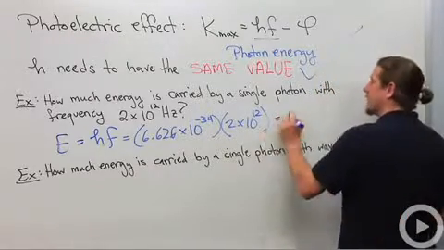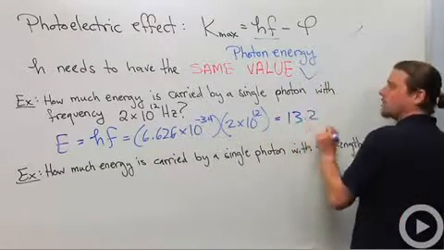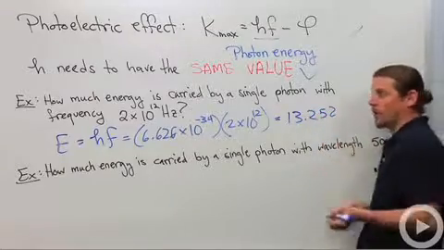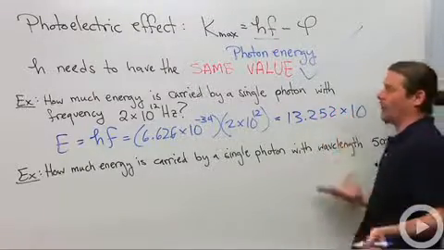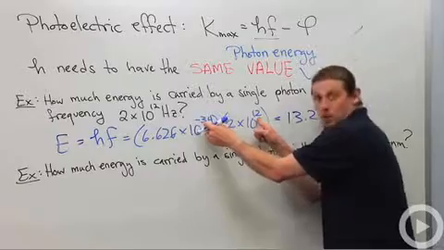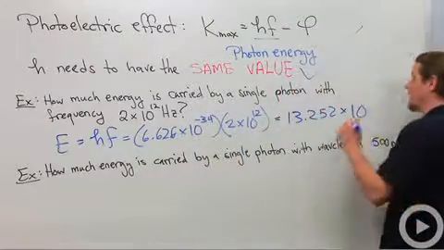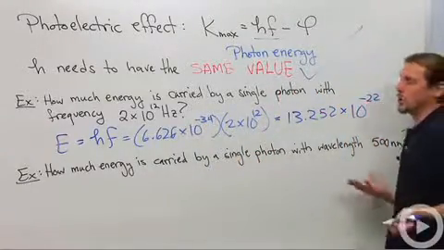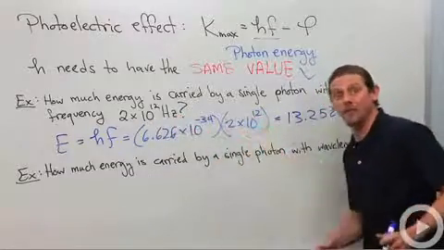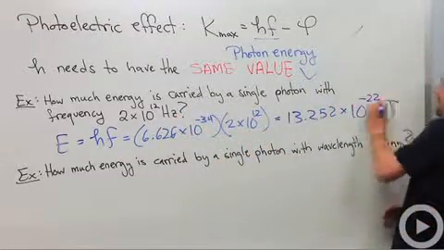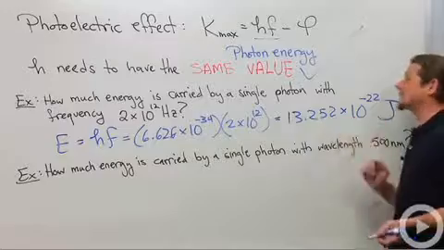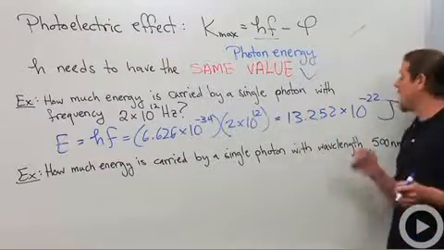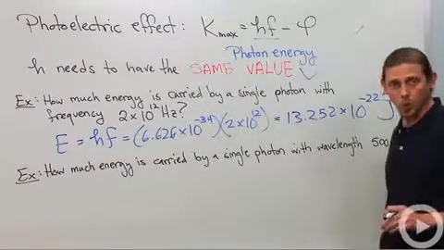Well, that's going to give us 13.2, and then it'll be times 10 to the what? Well, 12 minus 34 is negative 22. What's the unit? Well, it's an energy. Everything was in SI units, so it's in SI units. So that's the answer, 13.252 times 10 to the minus 22 joules.